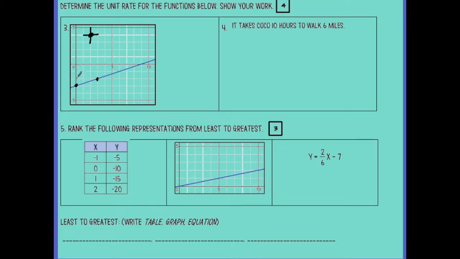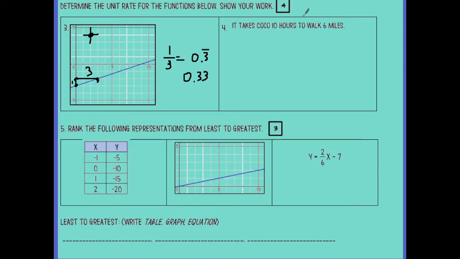Now look at the scaling of our graph. This goes by ones. So this is going to go up 1 over 1, 2, 3. Up 1 over 3. So unit rate would be y over x, 1 over 3. And if we divide that, I'm going to get 0.3 repeating. If we think of rounding it, we would probably put 0.33 to help us compare it to other unit rates.